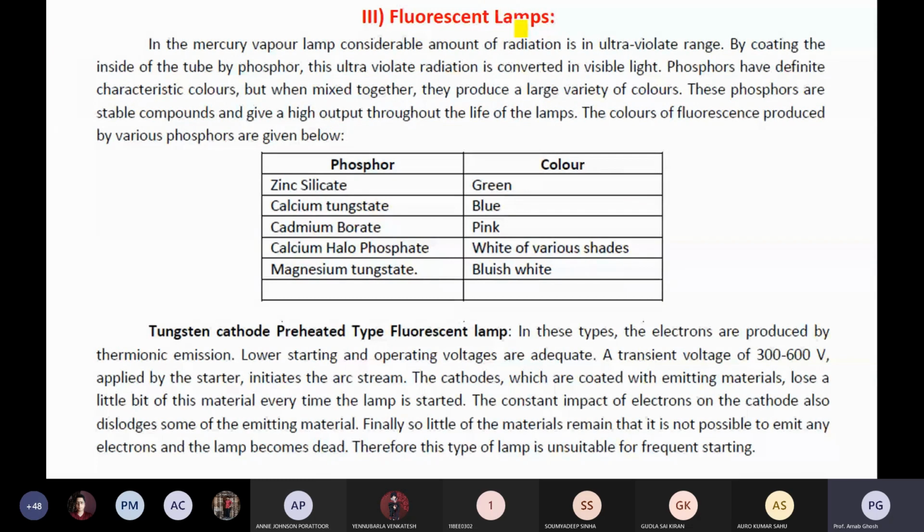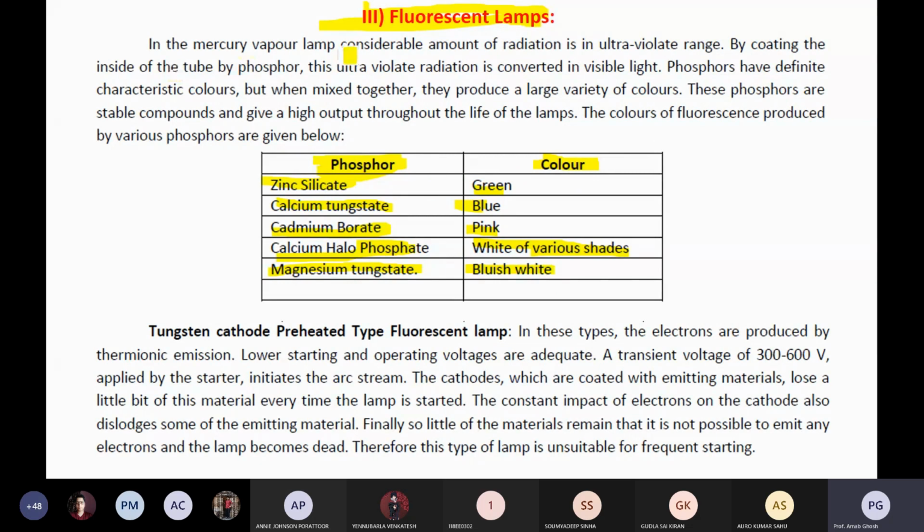Okay, the last and most important portion is the fluorescent lamps. So you know the basic idea of fluorescent lamps. Based on the chemical composition, the light color will change. If it is zinc silicate, it will be green. Calcium tungstate, it will be blue. Then cadmium borate, it will be pink. Then calcium halophosphate, it will be white of various shades. Magnesium tungstate, it will be bluish white. So as per your applications and chemical compositions, the color changes.